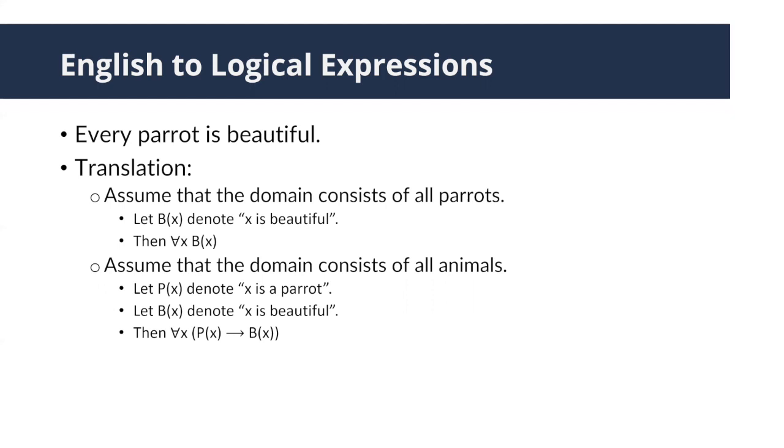Some of you may ask, can we use for any X, Px and Bx? Because it reads naturally, it says X is a parrot and X is beautiful. That, unfortunately, is not a correct translation. Because what it says is, for any animal X, X is a parrot and X is beautiful. In other words, it says all the animals are beautiful parrots. Obviously, you can see it's not the same as the original statement.